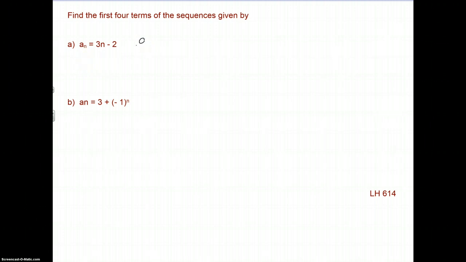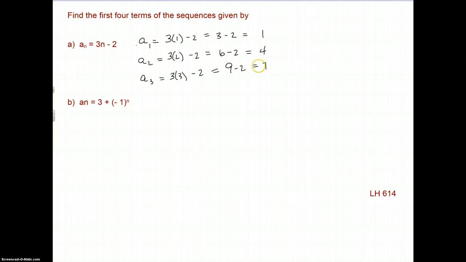Okay, but let's do a sub 1. In this case, we're going to plug it in. It's going to be 3 times 1 minus 2, which is 3 minus 2, or 1. So our first term, a sub 1, is 1. A sub 2 is going to be 3 times 2 minus 2. It's just plugging in like you would into a regular function. It's going to be 6 minus 2, or 4. A sub 3, 3 times 3 minus 2, following the rule, equals 9 minus 2, or 7. And a sub 4 is going to be 3 times 4 minus 2, or 12 minus 2, which is 10. Okay, so here are the first 4 terms of our sequence: a sub 1, a sub 2, a sub 3, and a sub 4.